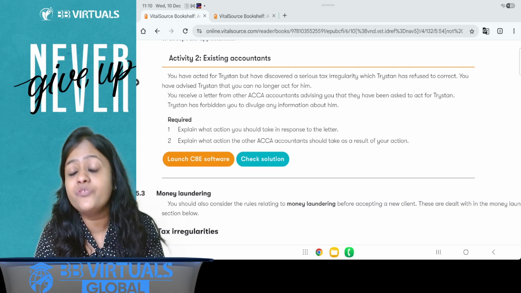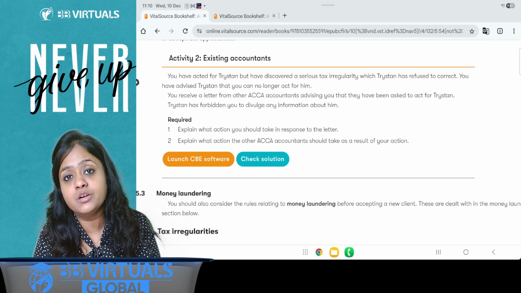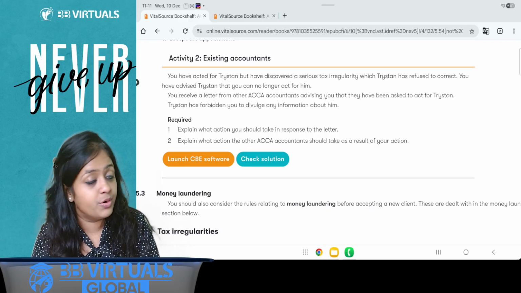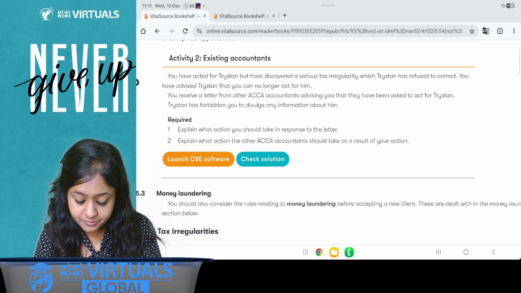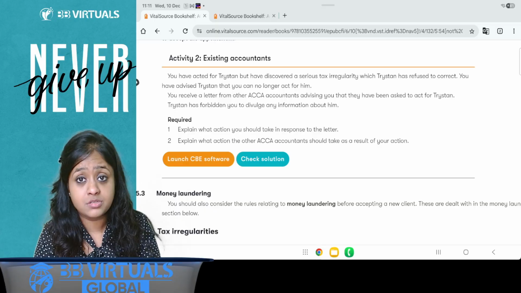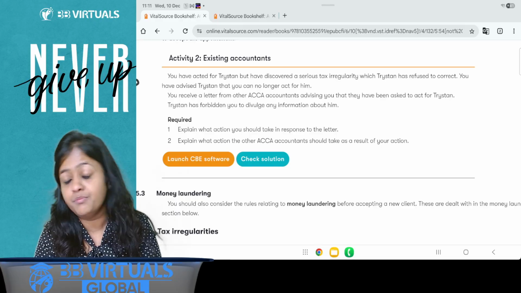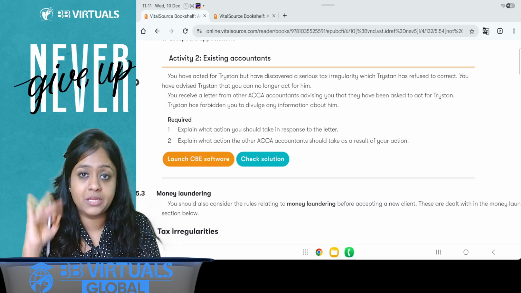Here, none of that is holding true, as the client has refused, forbidden you to divulge any information about him. Then, bound by the principle of confidentiality, you will not share any information with the prospective accountants. So even though they may resign, doesn't matter, we are not going to share any information. Done? Clear. 3 marks you obtained.